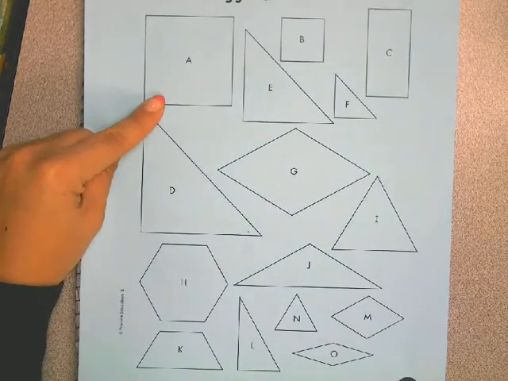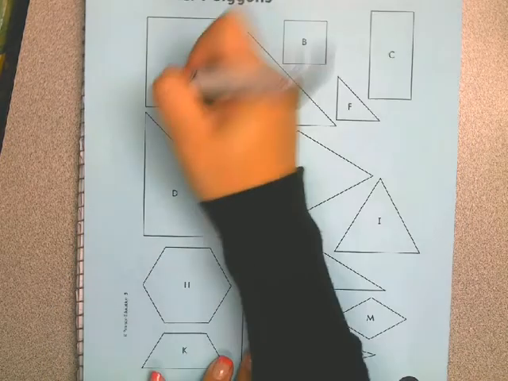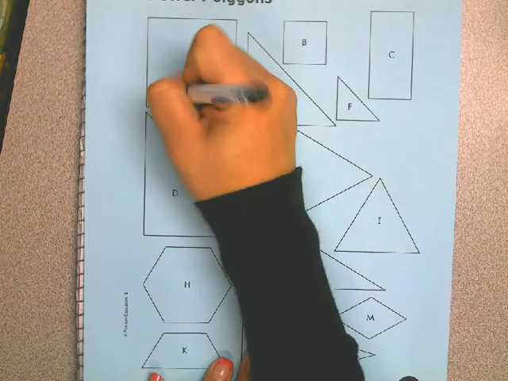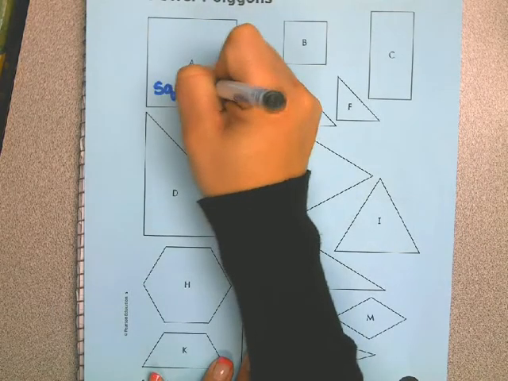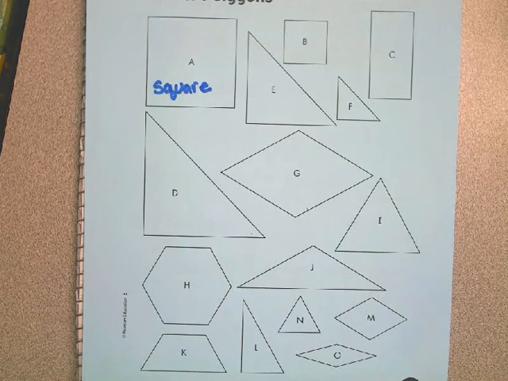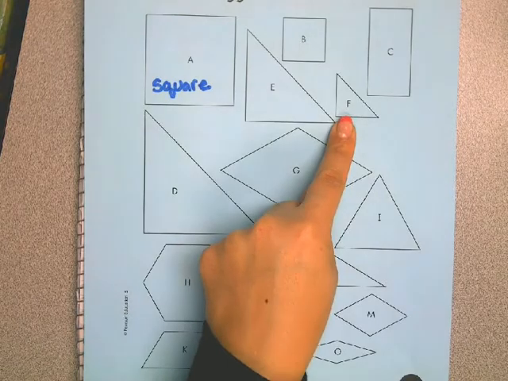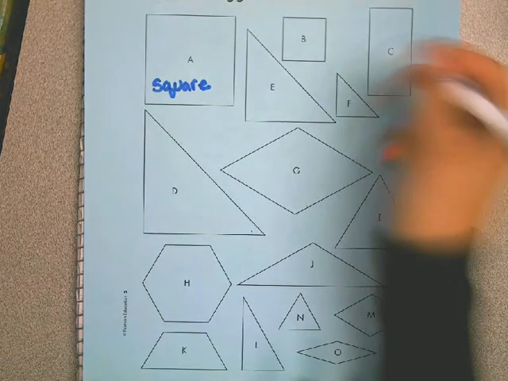We're going to look at, here's all of our polygons up here. Okay, so looking at your notes, first of all, what shape is A? What would we call this one? Keegan? Square. How do you know that this one is a square? It has equal sides and equal angles. Very good. What would you say F is?